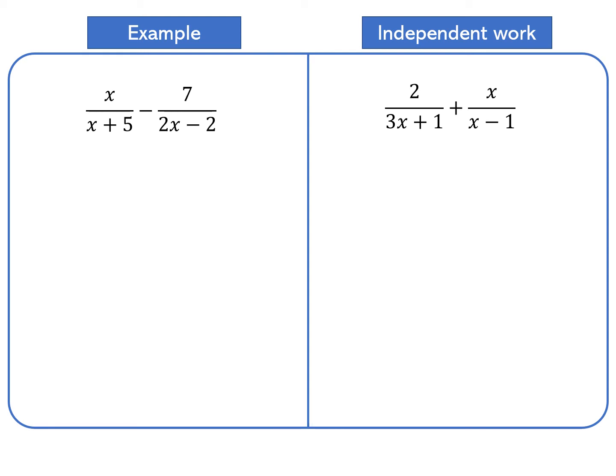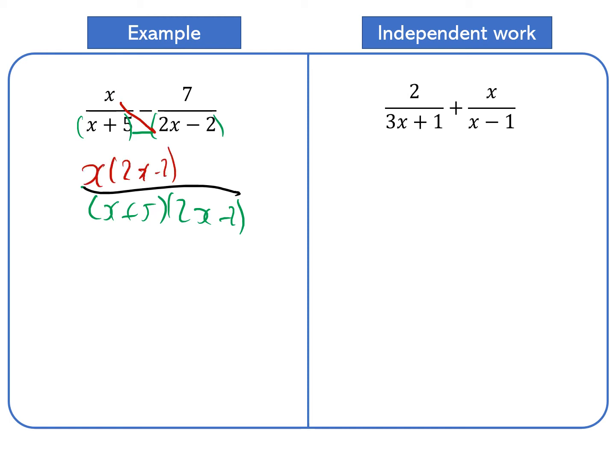So first of all, we'll multiply the denominators together. So let's put in our line. We've got x plus 5 and 2x minus 2. That's our denominator. We multiply those brackets together. I've got x times 2x minus 2. We've got a negative then, and 7 times x plus 5. Just extend that.